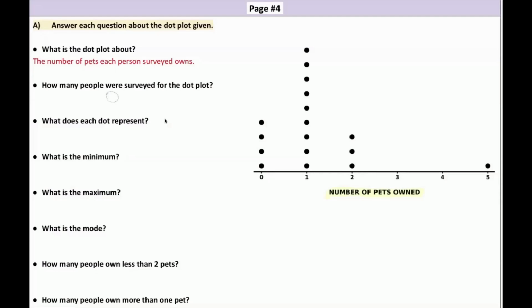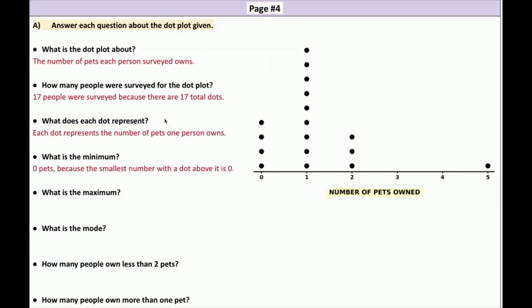How many people were surveyed for the dot plot? Well, we can just count the dots. When you count all of the dots, we get 17. So 17 people were surveyed because there are 17 total dots. What does each dot represent? Each dot represents the number of pets that person owns. All right, the minimum on this dot plot, the smallest number that has a dot above it, is 0.